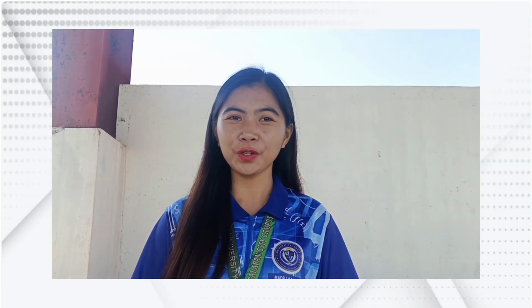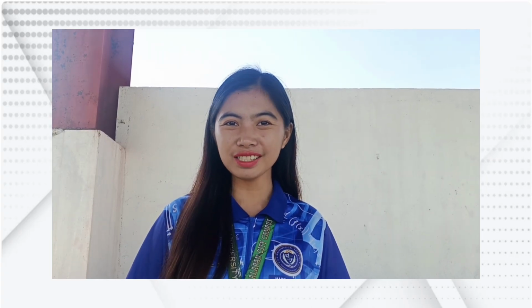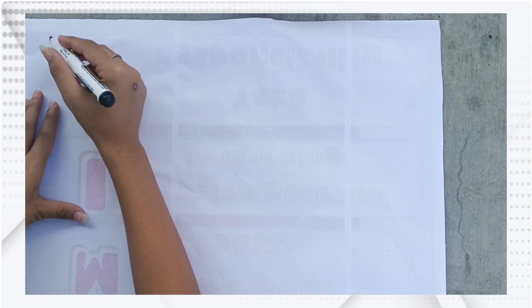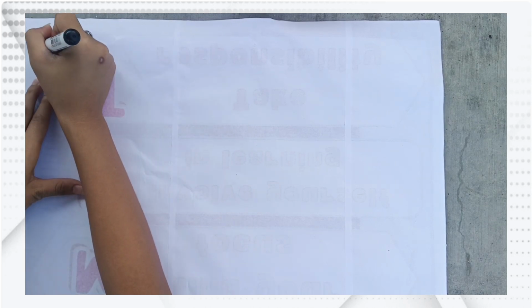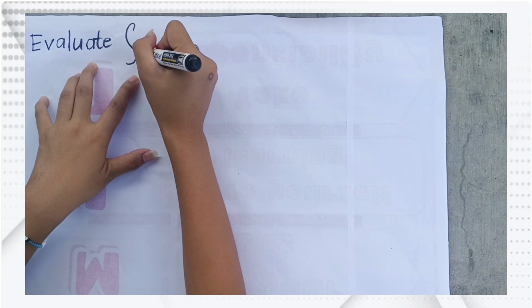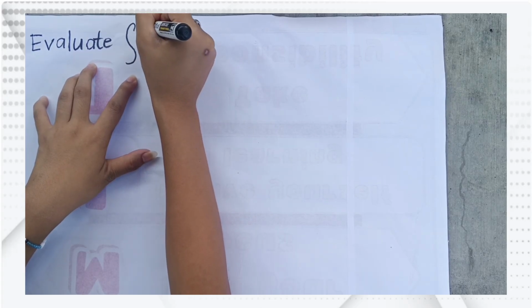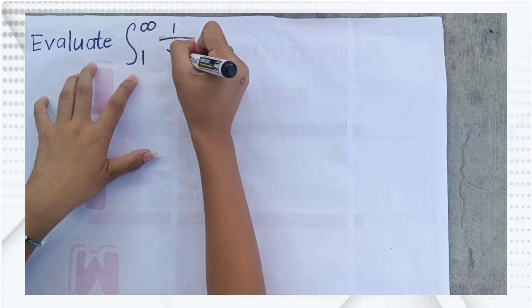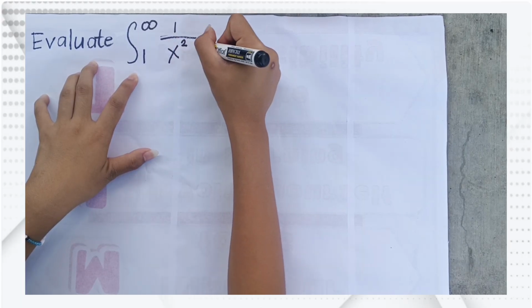Miss Albor will show you one of the examples of the convergent integral. Miss Irene? Now, let's move on to our first example. Evaluate the integral from 1 up to infinity of 1 over x squared dx.